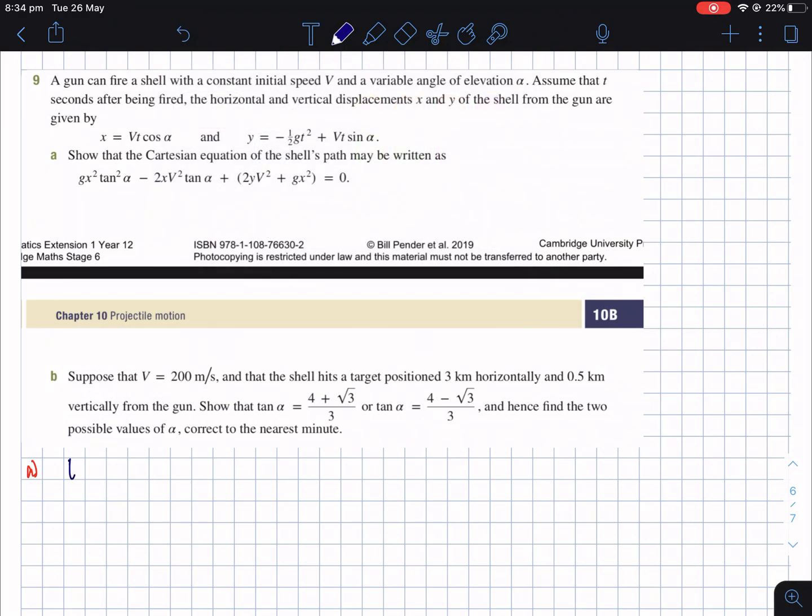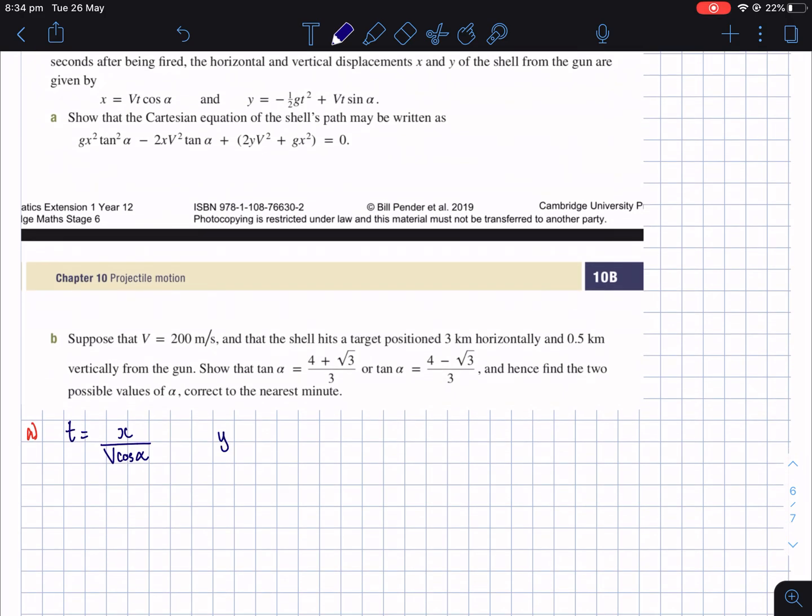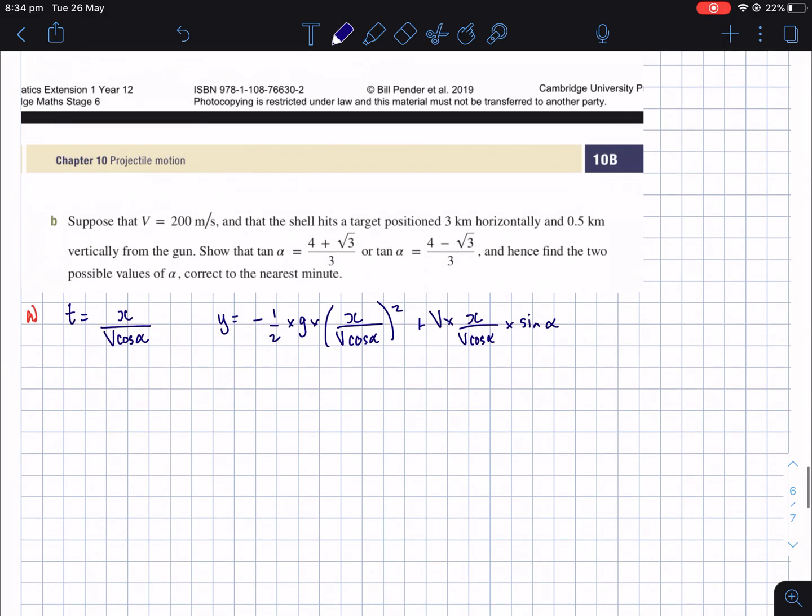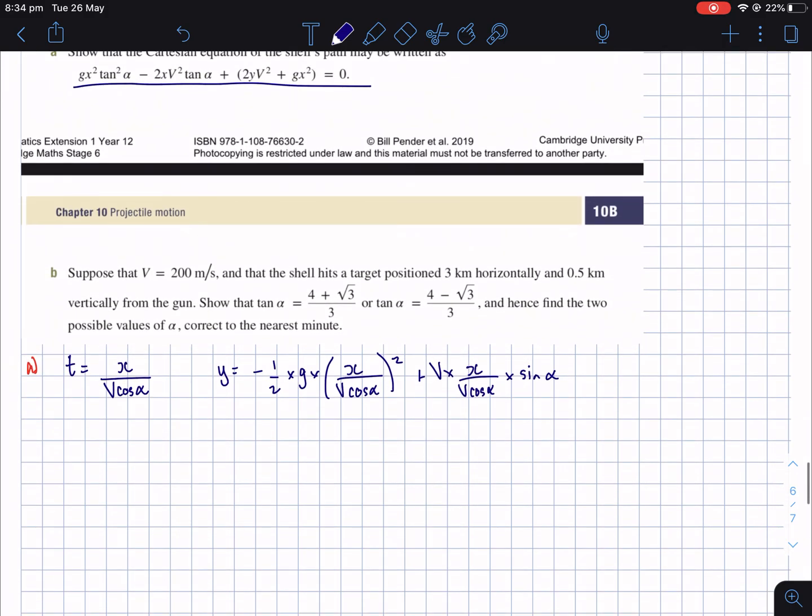Well, obviously, t is x over v cos alpha. We've learnt that. That's the whole point of this exercise. So y, I'm going to sub that in: y equals minus a half times g times t squared plus v times t times sine alpha. It should just be a matter of plugging in and rearranging to get everything on one line. Notice how the answer we're going for has no fractions. It's got tans, nothing else.